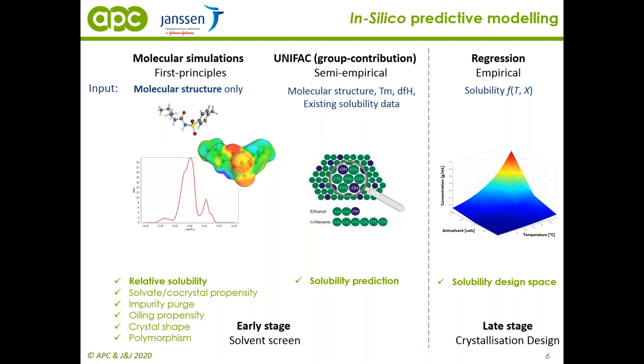I also would like to highlight that we can also screen for solvate propensity and co-crystal, as well as oiling propensity, and even going further, crystal shape and polymorphism. So for example, if you have a unit cell, so crystallographic data, crystal shape and also the polymorphic stability can be studied.